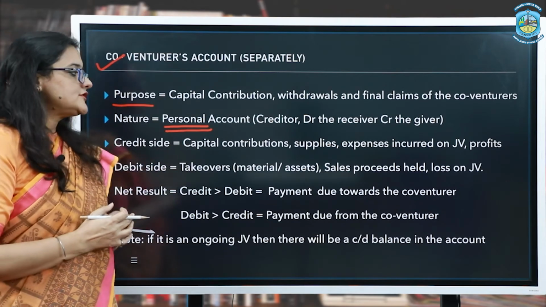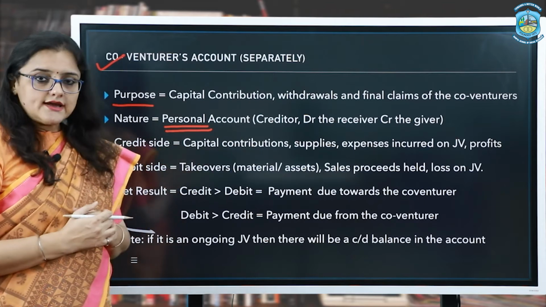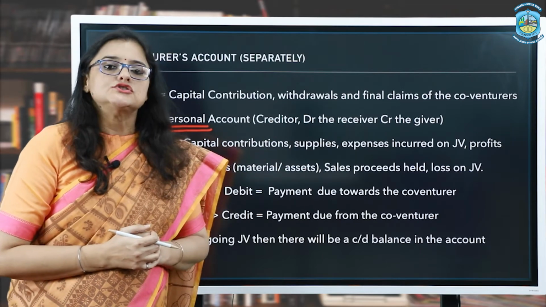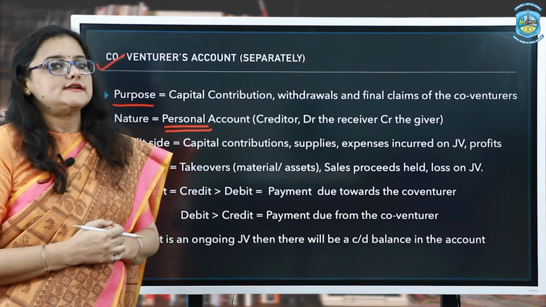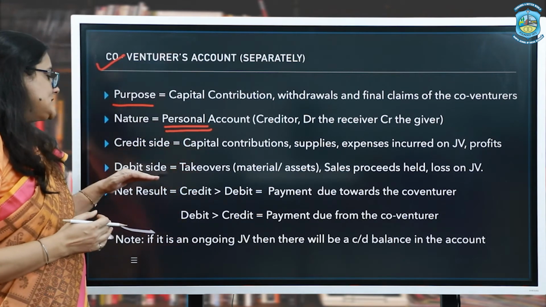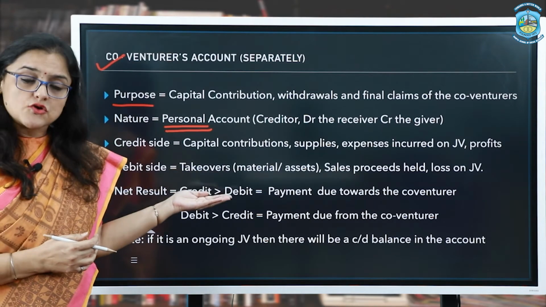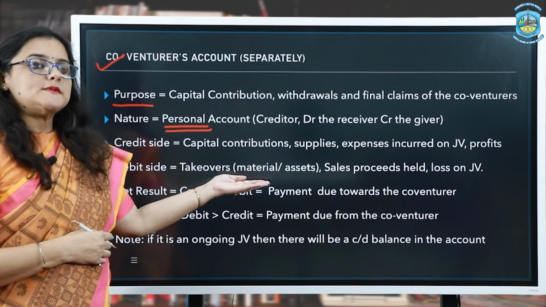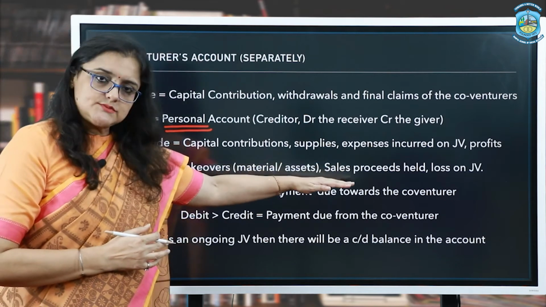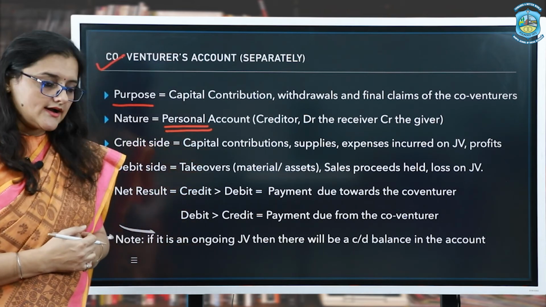Whenever they contribute anything for the business, it is recorded on the credit side. So their capital contributions, any supplies of material or assets are recorded on the credit side of their respective accounts, and expenses incurred by them on the joint venture are also recorded on the credit side, plus their share of profit from the joint venture. The debit side of the co-venturers' account contains whatever they have taken over or withdrawn from the joint venture, be it material or assets. If they have made a sale and kept the sales proceeds with them, that will also be recorded on the debit side of the co-venturers' account.